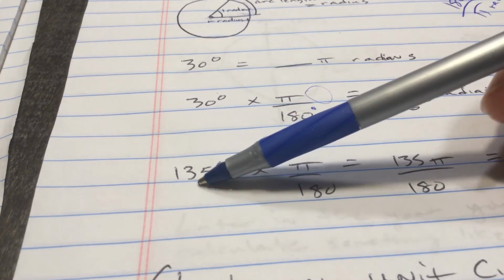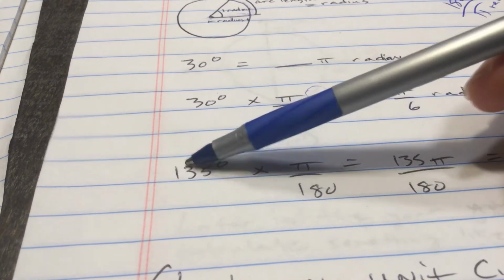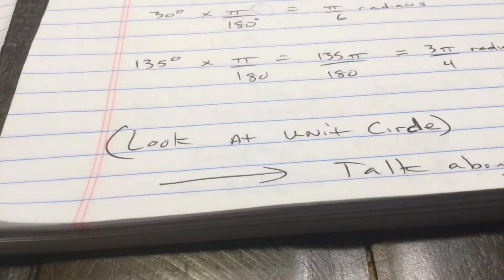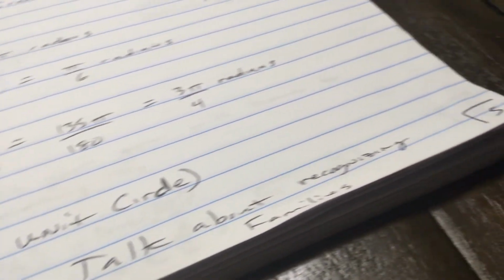135 degrees, I want degrees gone, so 180 at the bottom, pi up top. 135 divided by 180 is 3/4, so 3 pi fourths radians, or 3/4 pi radians. All the same thing. All right, we're going to actually look at the unit circle now.